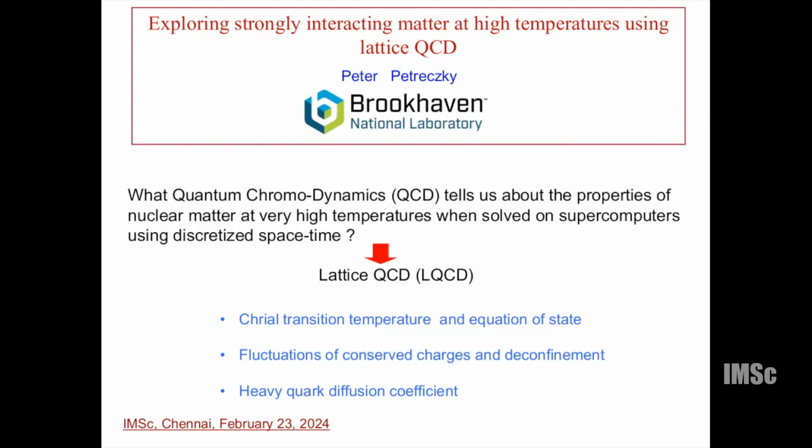using the formulation known as lattice QCD, where we put quantum chromodynamics in a discretized space-time. More specifically, I will talk about the chiral transition and the equation of state, fluctuations of conserved charges, and deconfinement, so how the fluctuations of conserved charges are related to deconfinement. And finally, I will discuss the transport of heavy quarks, namely the heavy quark diffusion coefficient, and how it is being calculated on the lattice.